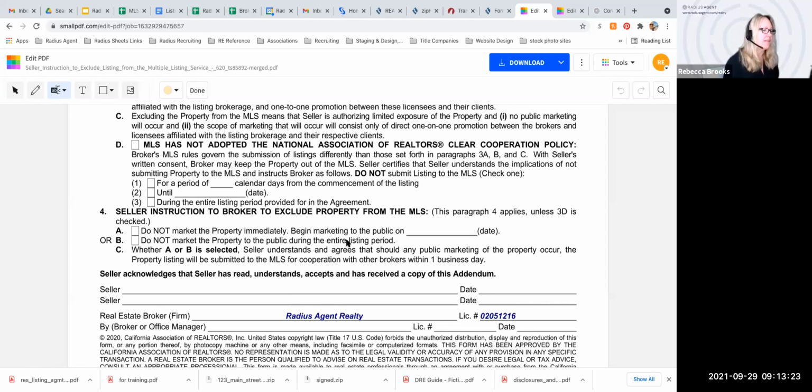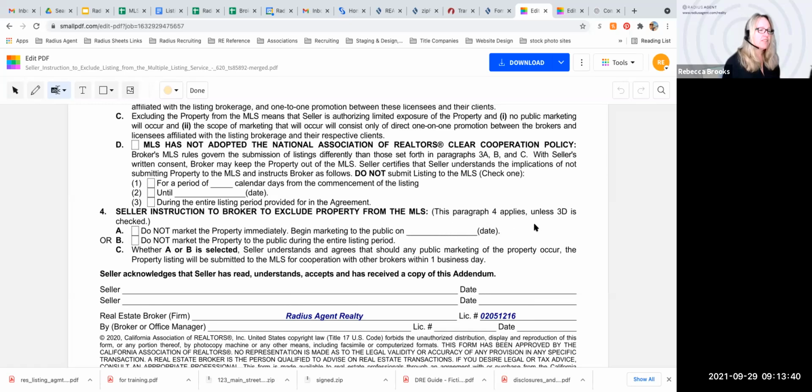So you definitely want to put it on the MLS. But sometimes you might get a client who is very concerned about privacy and they don't want to put it on the MLS. So this is where you would mark the box on when you want to put it on the market. And it's totally okay right here if you don't put a date.